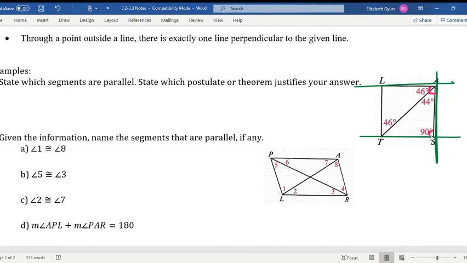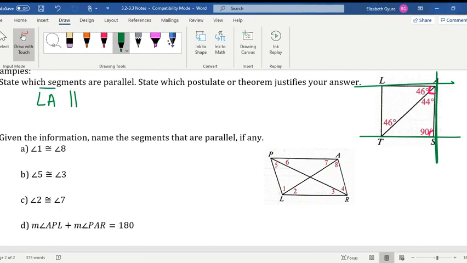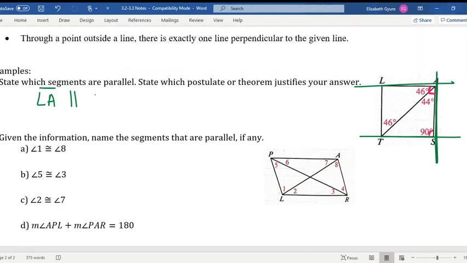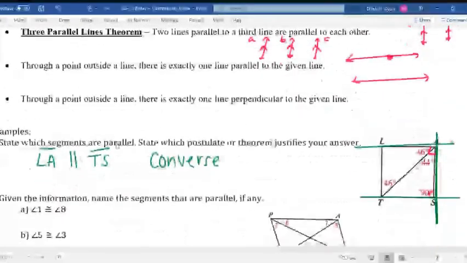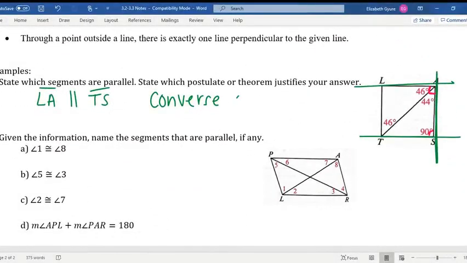So which two lines would also be parallel if these two angles are congruent? Ashley? LA and TS. So we would say line LA is parallel to line, or I guess it's the same segments. We'll go with how they wrote it. So these segments would be parallel. And then which postulate or theorem justifies our answer? This would be the converse, how did I phrase this? Converse of the corresponding angles postulate.